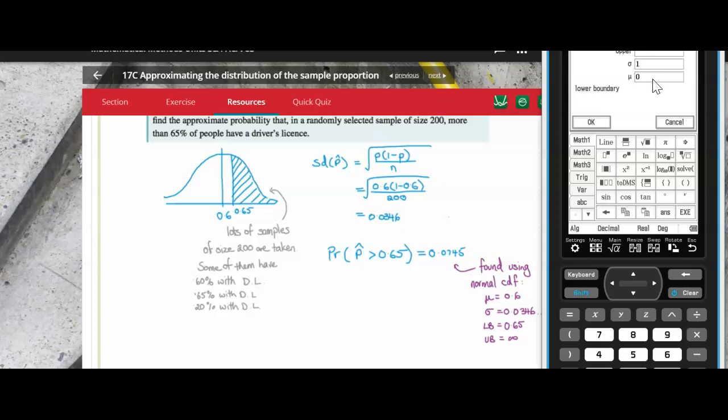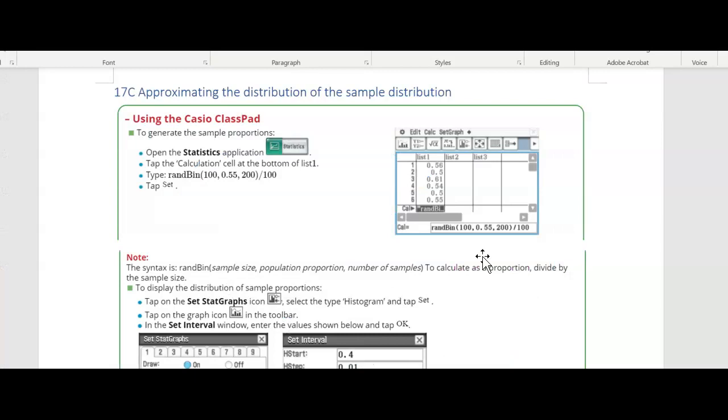And your lower limit for this one is 0.65 and your upper limit is infinity. If you're looking at less than, you're doing negative infinity. So just remember, for normal distribution, we do go from negative infinity to infinity unless it explicitly says between two set values. All right, so let's go back to the questions.